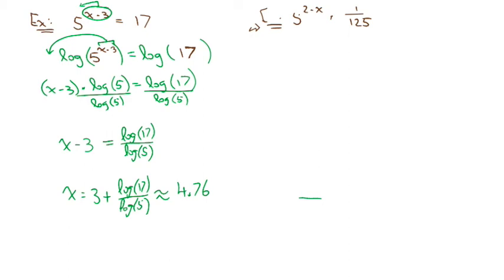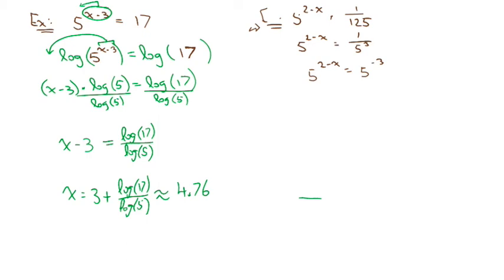So is there any way of writing 1 over 125 as a 5 raised to some power? Yes. What is it? 5 raised to the negative 3. Because you can write it this way, which means you can always write it this way. 5 cubed is 125. 5 times 5 times 5.